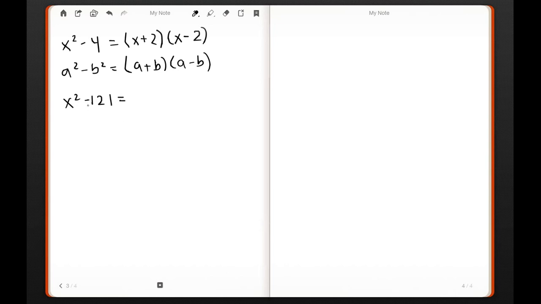For this one, we're going to do the exact same thing. Square root of 1 is 1. Square root of 121 is 11. So this will be x plus 11 times x minus 11. Now, if we have a number in front of x squared other than 1, then square root of 4x squared is 2x, not just x. 2x plus the square root of 25, which is 5, times 2x minus 5.